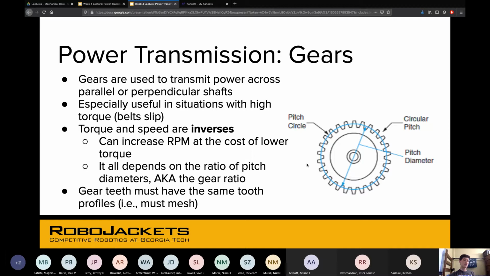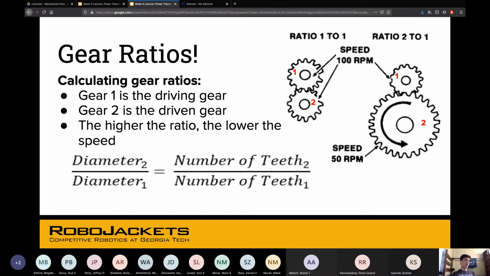A lot of the torque and speed stuff with gears has to do with pitch diameters and the gear ratio, so we're going to talk about the gear ratio in this slide. When you've got two gears next to each other, they could be the same size, or you could have a little gear and a big gear. You'll have a driving gear and a driven gear, and the higher the ratio, the lower the speed. If you have a little gear driving a big gear, you're going for torque. If you have a big gear driving a little gear, you're going for speed.